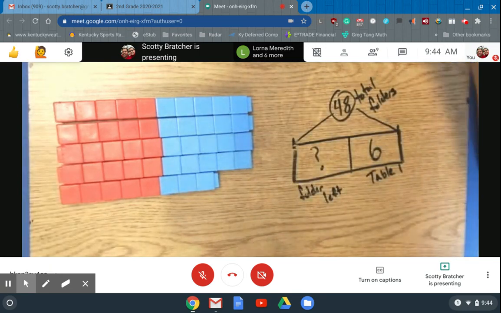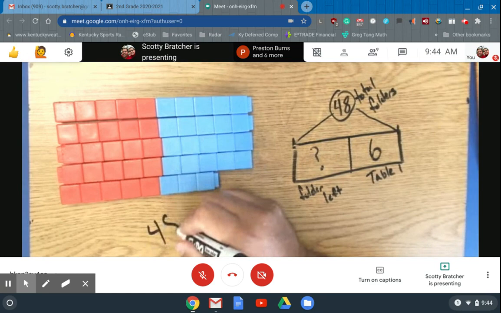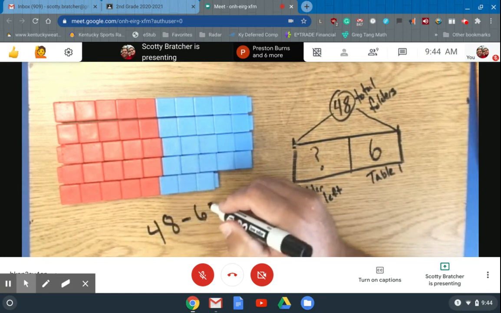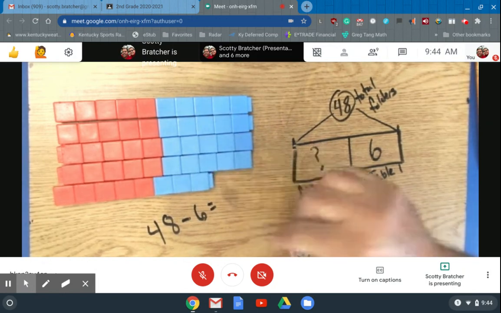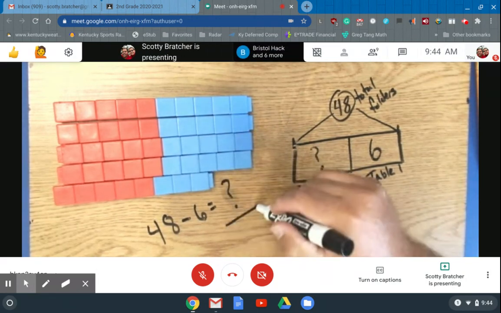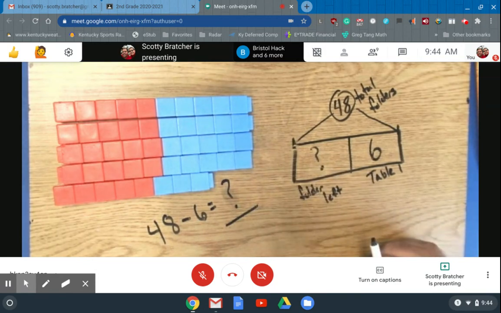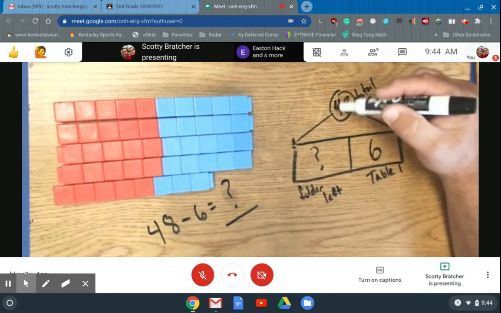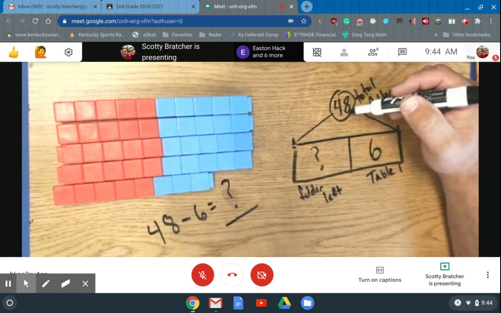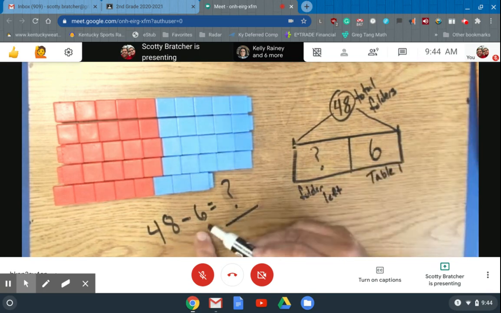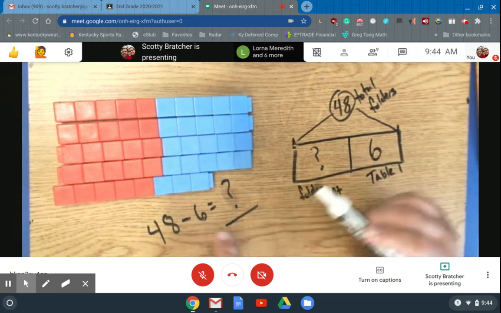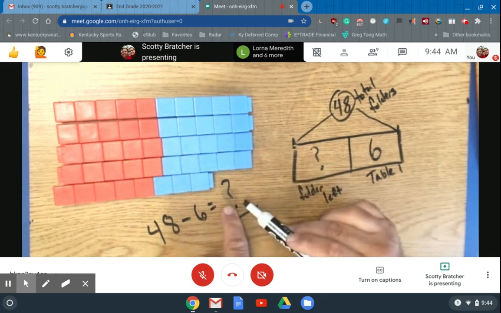And I'm going to write 48 minus 6 equals, I don't know right now. I know we did it earlier, but we're going to pretend we don't know right now. So I take the 48, which is the total, and we talked about this yesterday. The total, the biggest number in a subtraction problem always goes first, and that's what we did. This time I only know one of the parts, so I'm going to put it right here, and I put my unknown number right there.